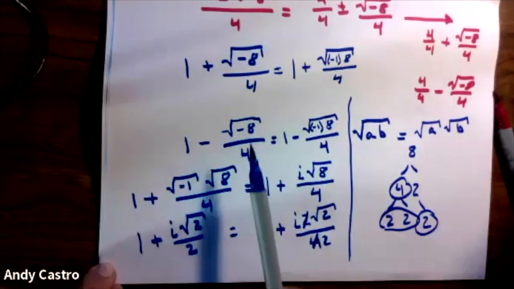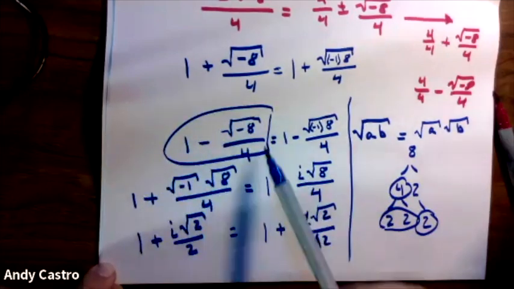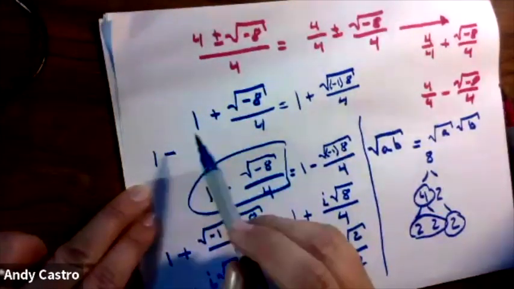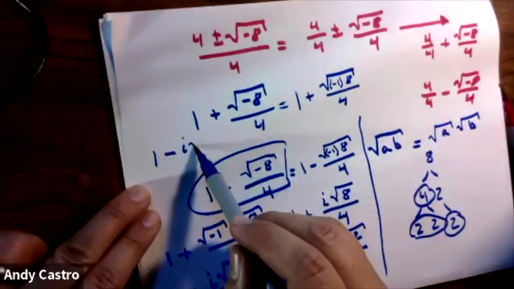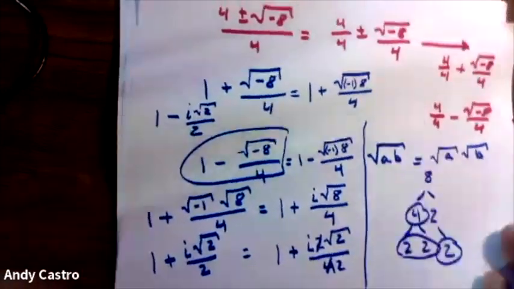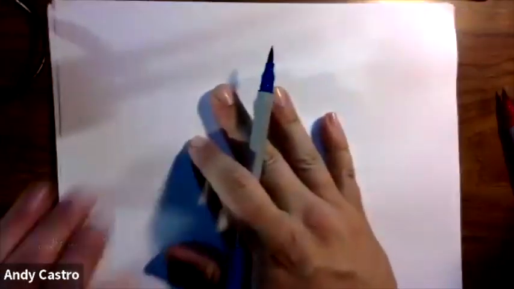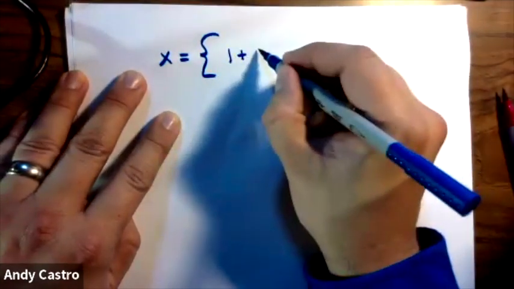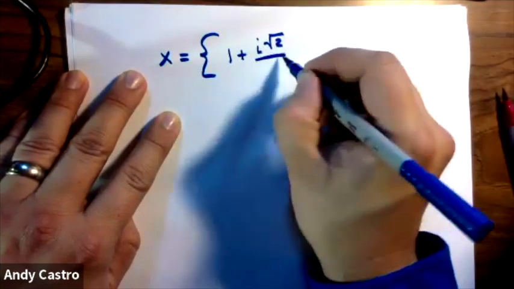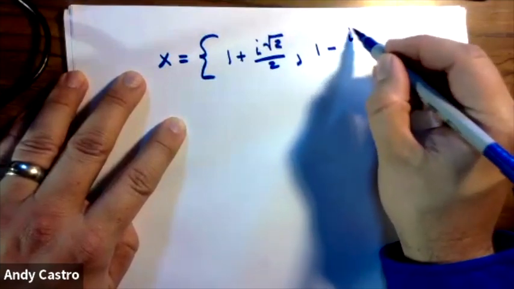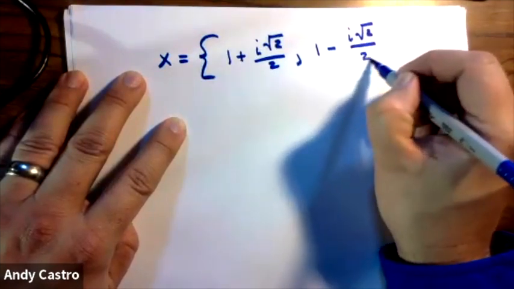Now, since I'm dealing with the same numbers here in this -1, that's going to give me the same thing except with a minus. 1 minus I square root of 2 over 2. So the way that this would come across on your answer sheet would be x is equal to 1 plus I root 2 over 2, comma, 1 minus I root 2 over 2.